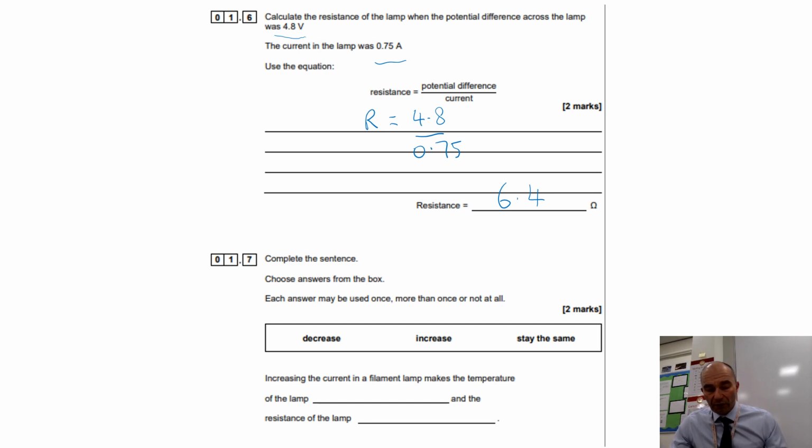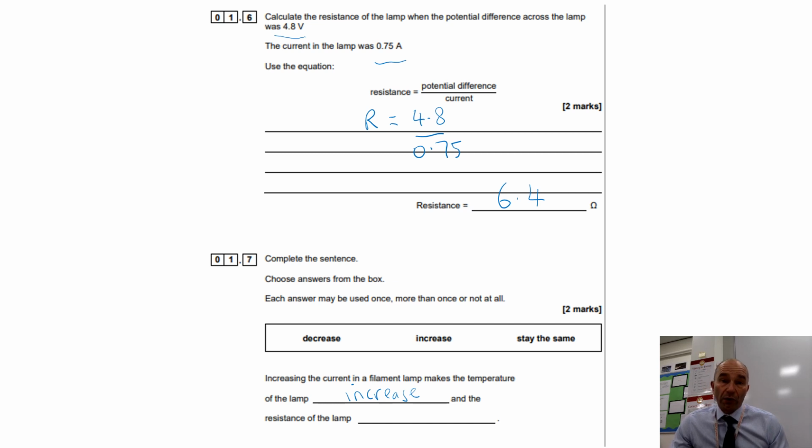And then 1.7, you need to complete the sentence. Choose the answers from the box. Each answer may be used once, more than once, or not at all. Increasing the current in a filament lamp makes the temperature of the lamp. Well, the more current you have flowing through a wire, the hotter it gets. The same is true for a filament lamp. So that is going to increase.